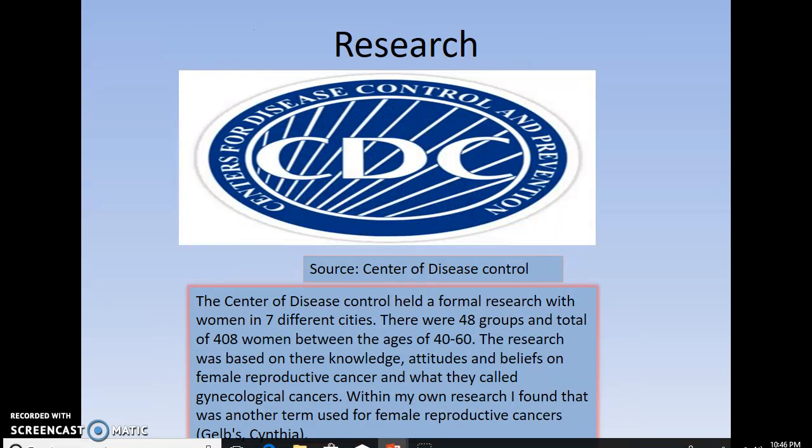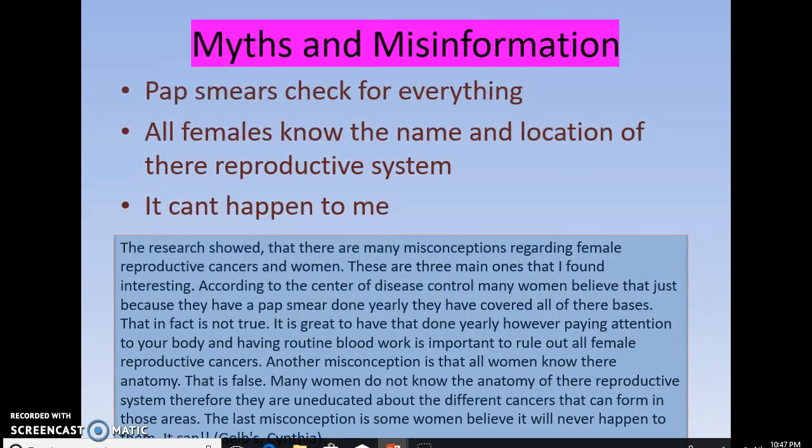So the Center for Disease Control held a formal research study with women in 7 different cities. There were 48 groups and a total of 408 women between the ages of 40 and 60. The research was based on their knowledge, attitudes, and beliefs on female reproductive cancer and what they called gynecological cancers. Within my own research, I actually found that gynecological cancer is another word for female reproductive cancers, which was pretty interesting.